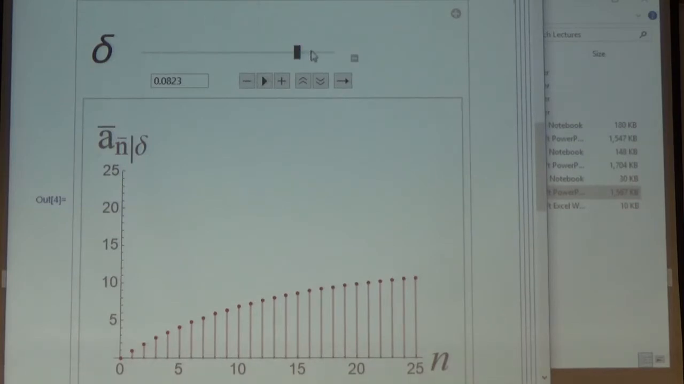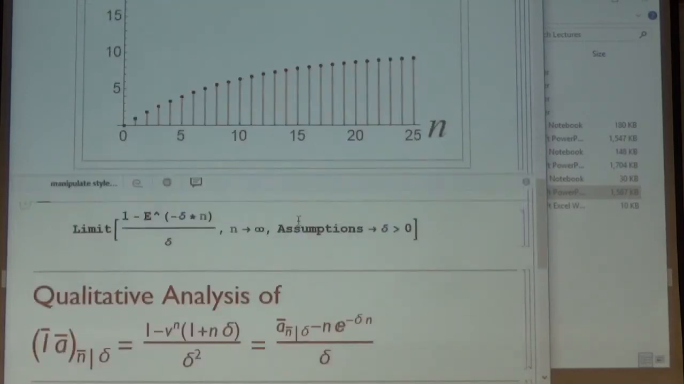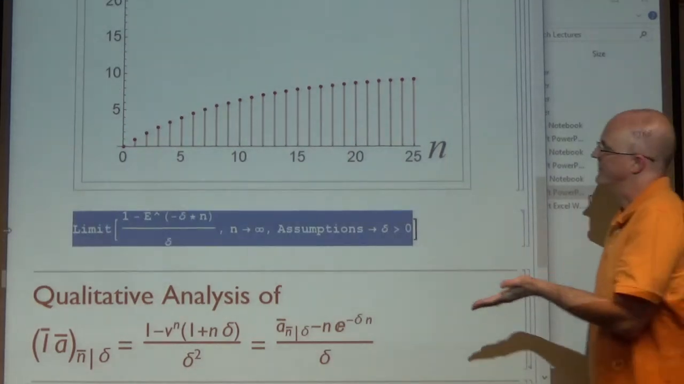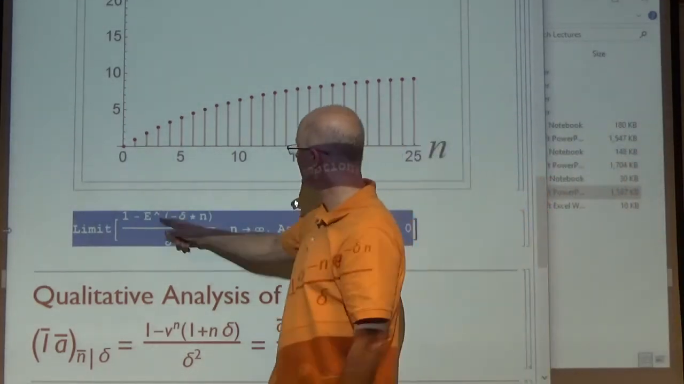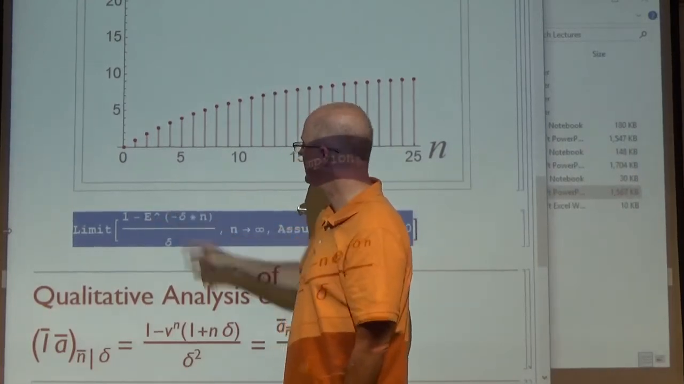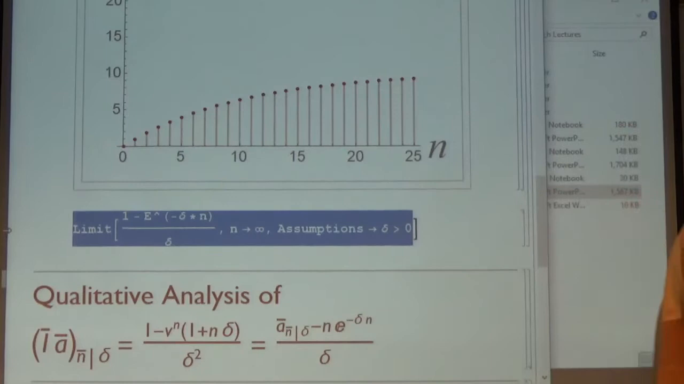It does appear that as delta gets larger, perhaps this graph has a horizontal asymptote. Just looking at a picture like this is not enough to prove that. But you could calculate this limit as n goes to infinity to confirm that. You can, of course, do it in your mind as well. As n goes to infinity, since delta is positive, this thing goes to 0. The limit of this, as n goes to infinity, should be 1 over delta.